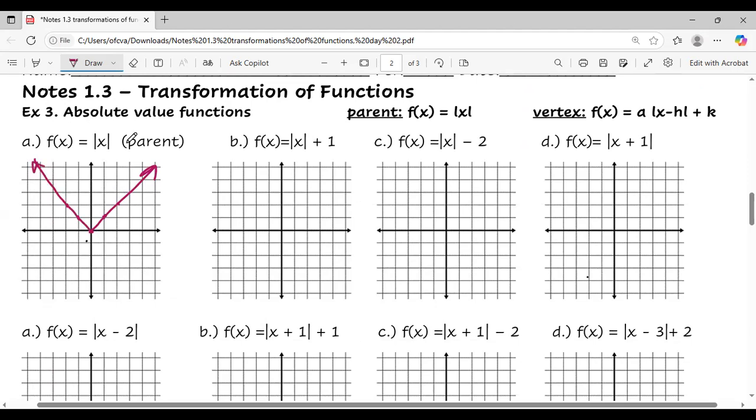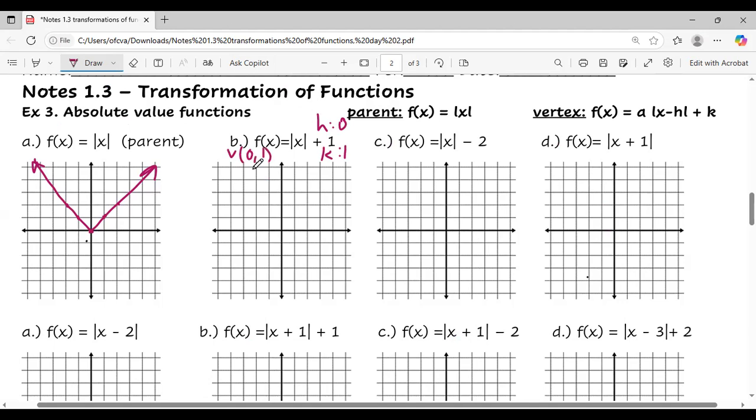So that's your parent graph, your absolute value of x. Now, absolute value of x plus 1, the 1 in this case is at the back. It's detached from x, so this is your k value. Now, if you don't see an h value in here, that h value is 0. Because your h value is 0, then your vertex for this one is at (0, 1).